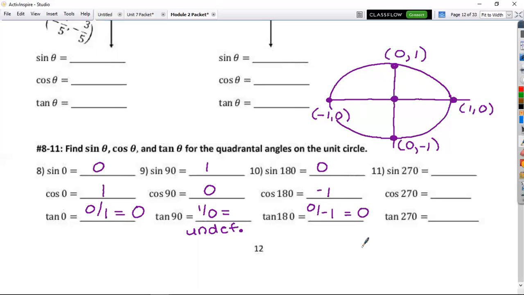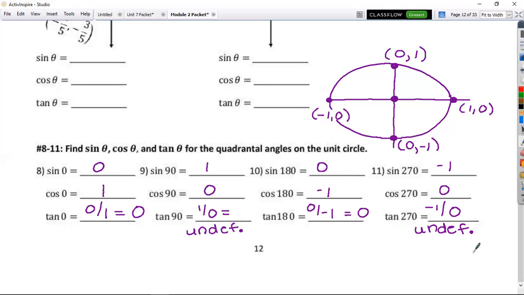270 degrees, the y value is -1. X value is 0. Is there an issue again? There is. So we can't do that. So the tangent of 270 and 90 are both going to be undefined. Okay. So there we added on tangent to your unit circle. You guys still feel okay with all of that?